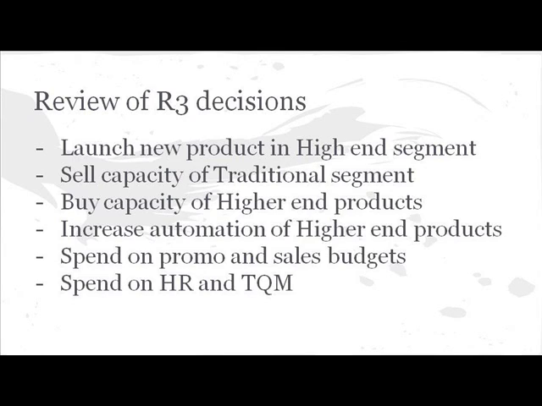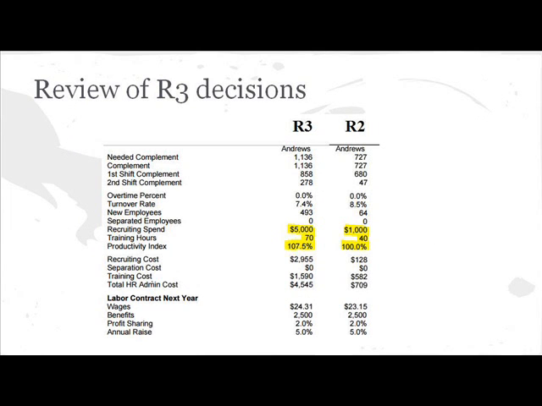Next, we spend on promotion and sales budgets because we want our customer accessibility and customer awareness to increase by 10 to 20% as compared to round 2. After that, we decided to spend 5 million on recruiting spend and 70 training hours for each employee. This can help us to increase 7.5% in productivity index.